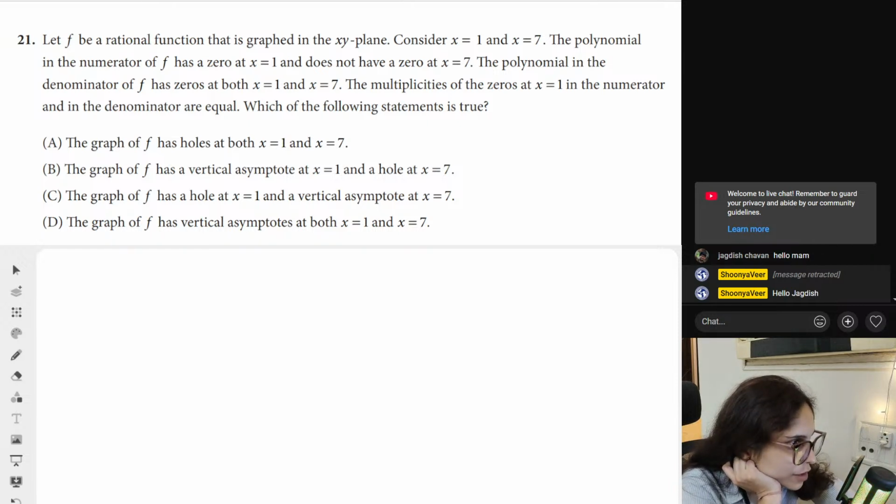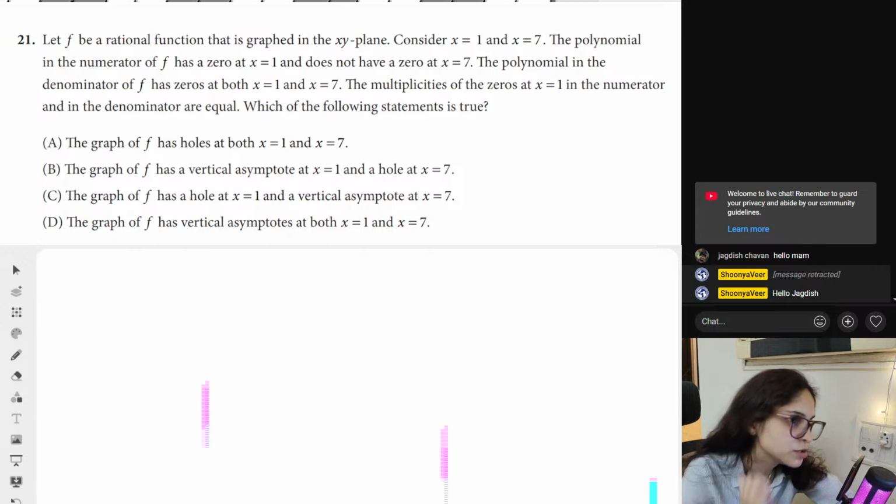Let f be a rational function that is graphed in the xy plane. Consider x is equal to 1 and x is equal to 7. The polynomial in the numerator of f has a 0 at x is equal to 1 and does not have a 0 at x is equal to 7. The polynomial in the denominator has 0 at both x is equal to 1 and x is equal to 7. The multiplicities of the zeros at x is equal to 1 in the numerator and in the denominator are equal. Which of the following statements is true?